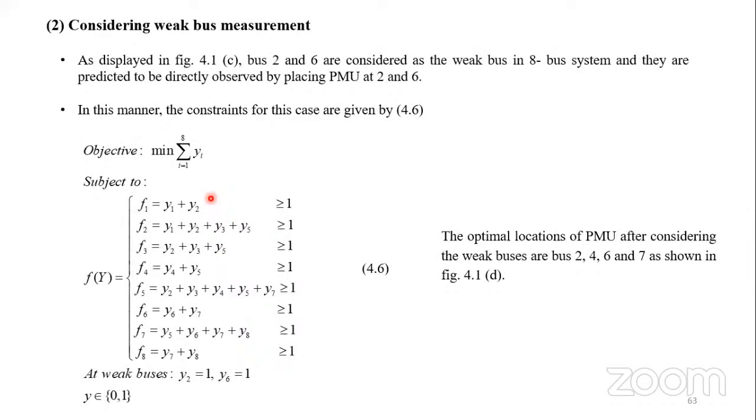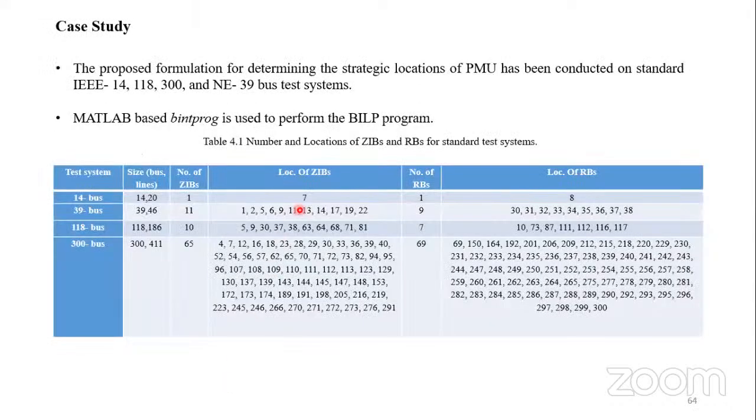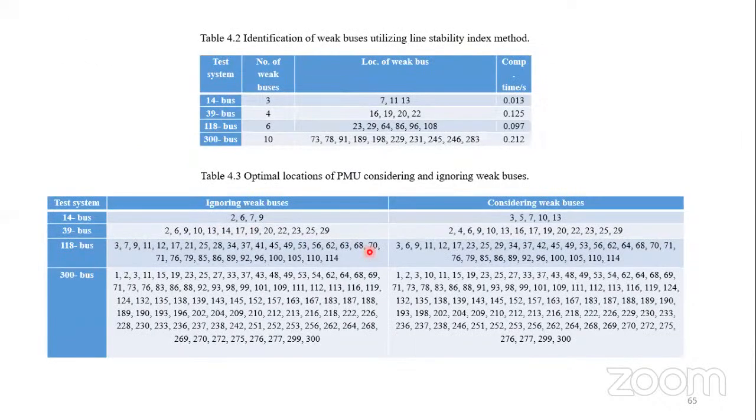This is also the same, because here we are considering the weak bus measurement, and we have considered that y2 and y6 are always 1, because these are weak buses. So we can't make them 0, because they are weak buses and we have to give them the priority. Now, these are all the same, right? For the 14 bus system, the location of zero injection buses is 7 and 8. So this information is the same.